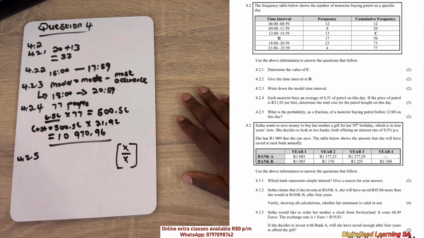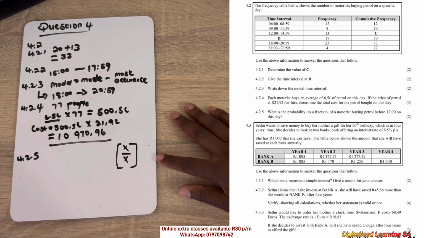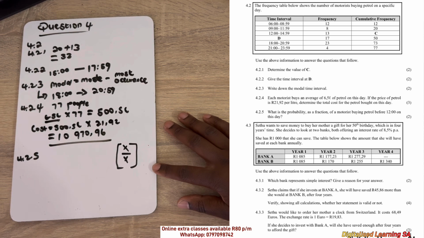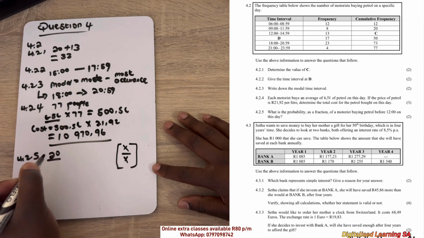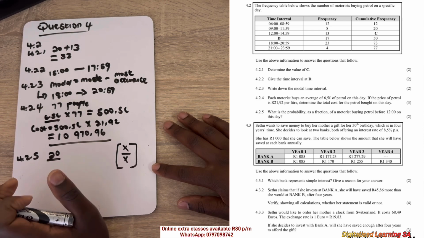So we are told, what is the probability as a fraction of motorists buying petrol before 12? So if we check before 12, how many motorists bought petrol? We can see that before 12, only 20 motorists bought petrol. So we'll say 20.